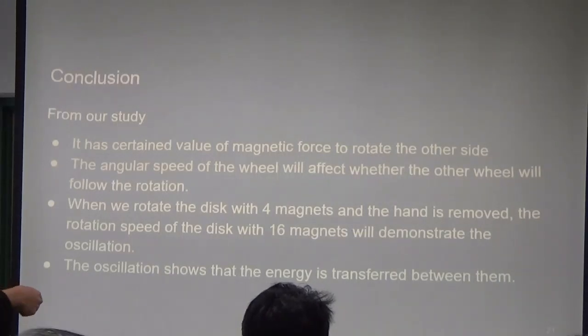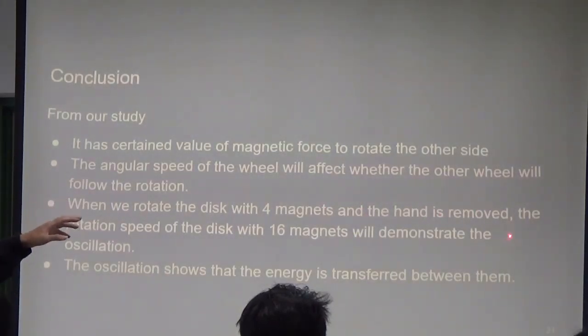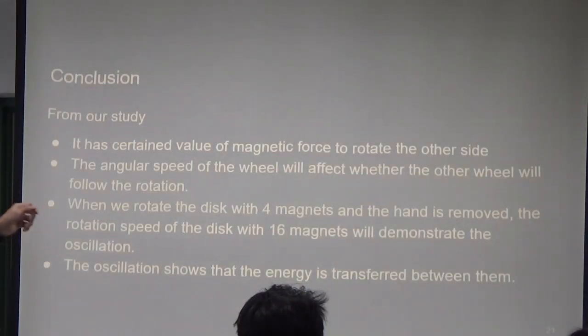rotation. When we rotate the disk with 4 magnets and the hand is removed, the rotation speed of the disk with 16 magnets will demonstrate the oscillation. And the oscillation shows that the energy is transferred between them.